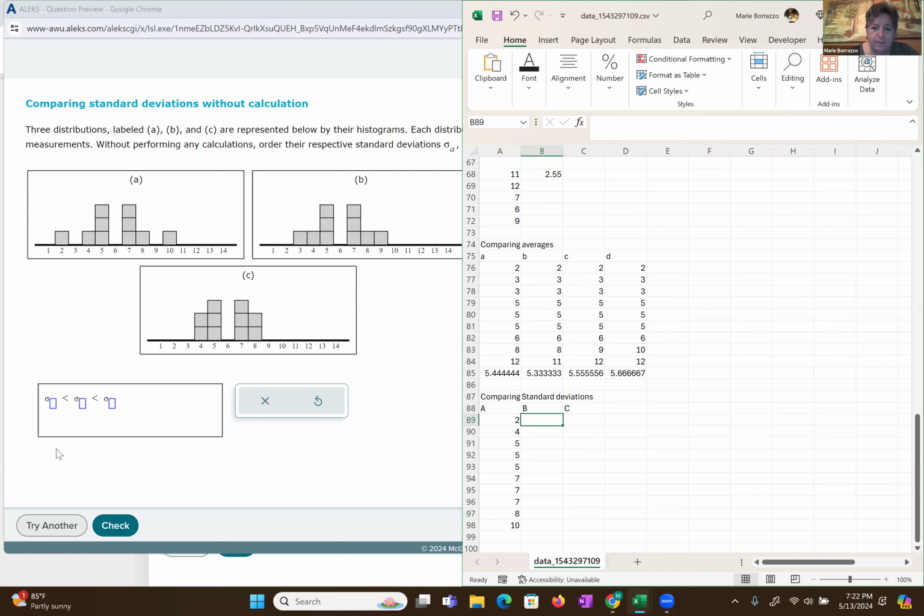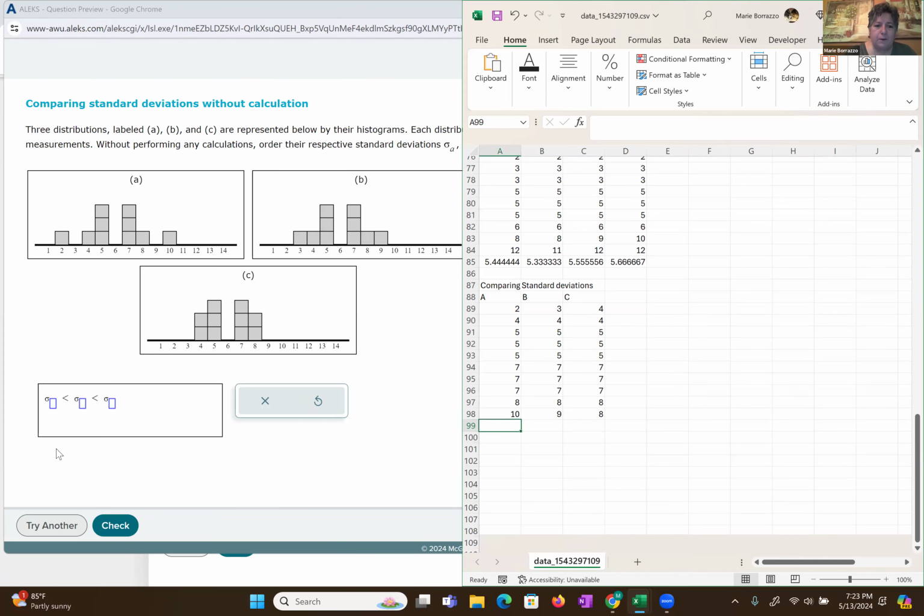We're going to go to B. And B, I have a 3, a 4, three fives, three sevens, an 8, and a 9. And lastly, for C, I have 2 fours, 3 fives, 3 sevens, 2 eights, and now we take the value that we're looking for.